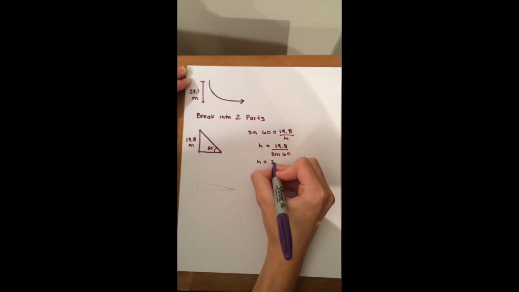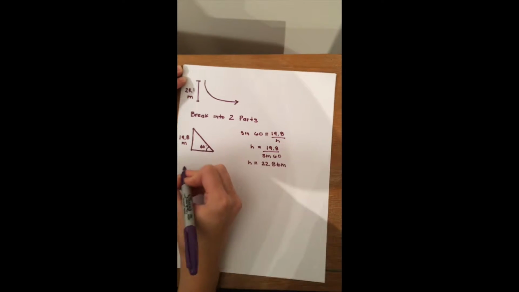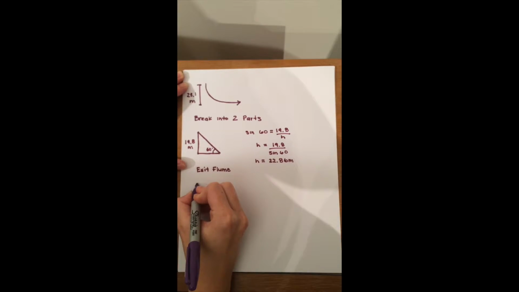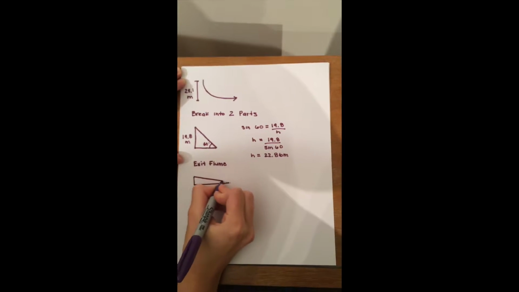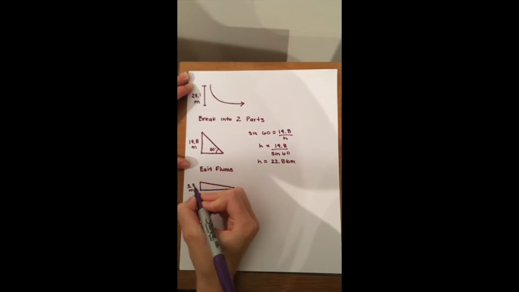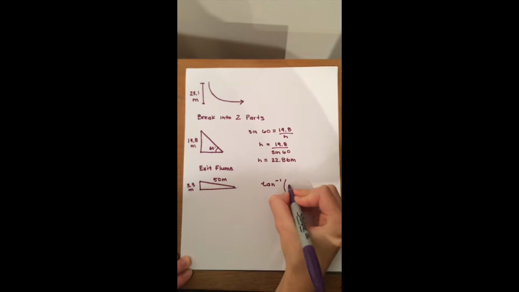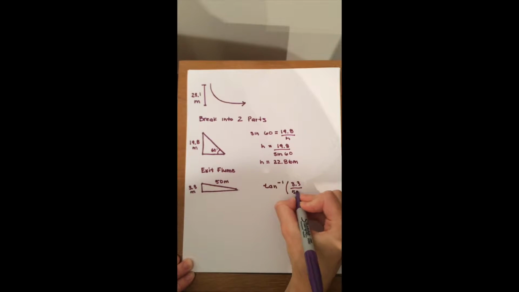The second part of the slide is called the exit flume. This is the straight, flat part of the slide with a small amount of water to slow the rider down. I estimated that the exit flume is about 50 meters. The remaining height of the slide is 3.3 meters. Using these distances, I can find the angle of this part of the slide.